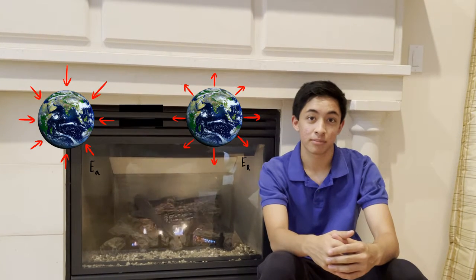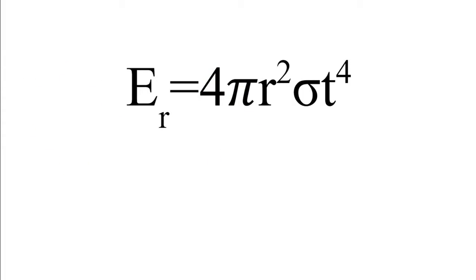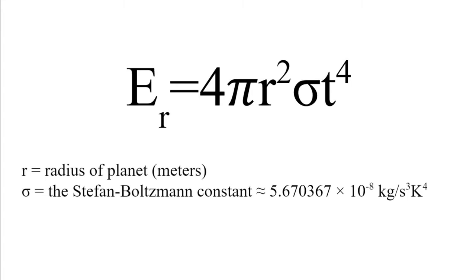The first step is to realize that heat is a form of energy, and so a planet will maintain a constant average temperature when the energy absorbed by the planet is equal to the energy radiated by that planet. The equation for the rate of energy radiated is shown here as E sub r, where r is the radius of the planet, sigma is the Stefan-Boltzmann constant, and T is the temperature of the planet.